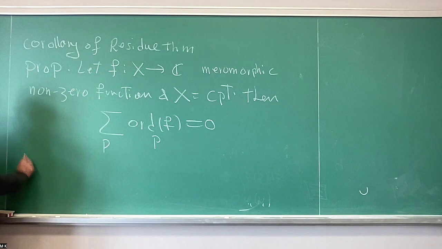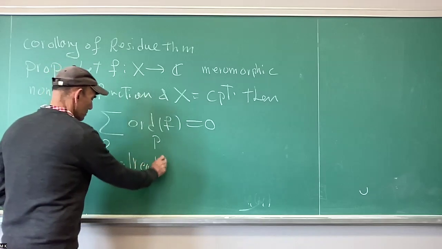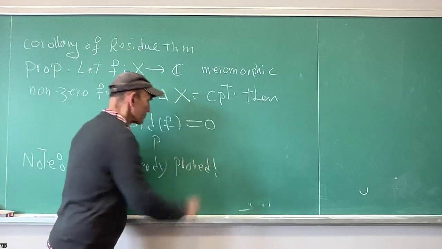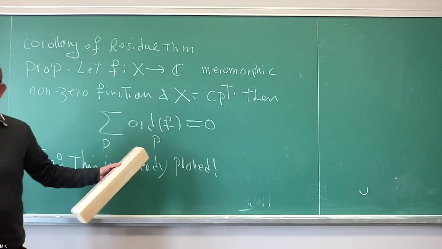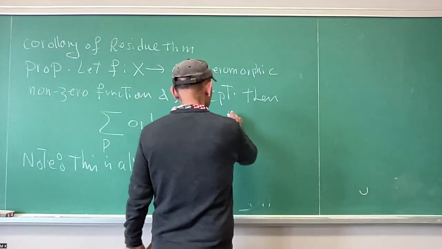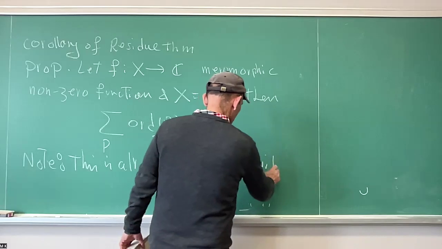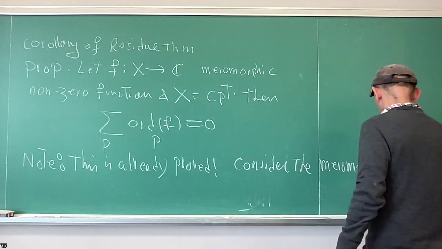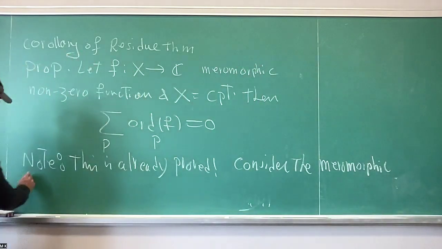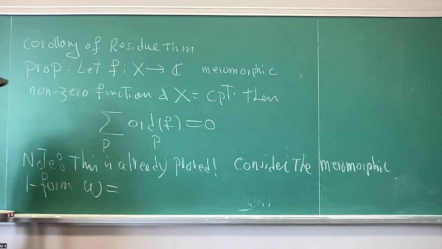So note, this is already proved, but we just give a second proof now. How can we prove this, possibly? We are going to create a meromorphic one form using this meromorphic function, and then something like magic happens. So here is the proof. Consider the meromorphic one form. What meromorphic one form do you suggest to choose? Well, there's no way to know. It's df over f.